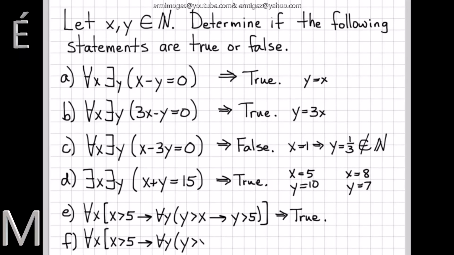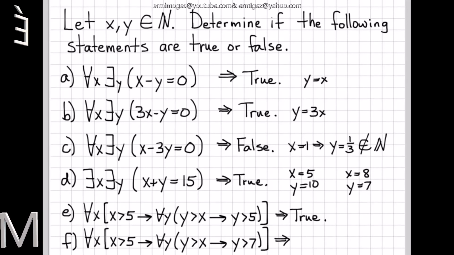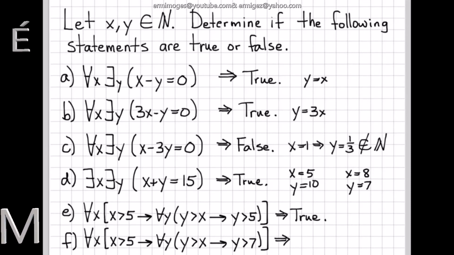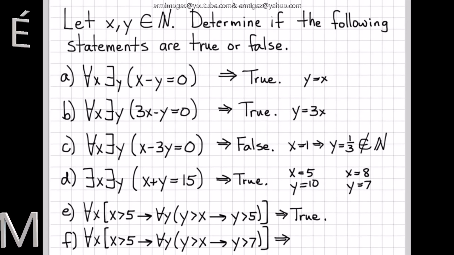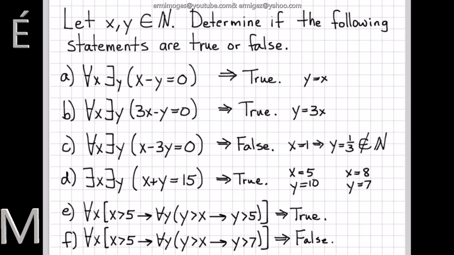Let's do something similar. What about for all x greater than 5 implies that for all y such that y is greater than x, that y is greater than 7? Is this true or false? Well, just a minute ago we said x greater than 5 includes 6, 7, 8, 9, etc., which means that y has to be 7, 8, 9, 10, 11, etc. So the number 7 is included in the values for y here. Is 7 greater than 7? Well, that's not true. That's false. 7 is not greater than 7. So this statement is false. It is a false statement.